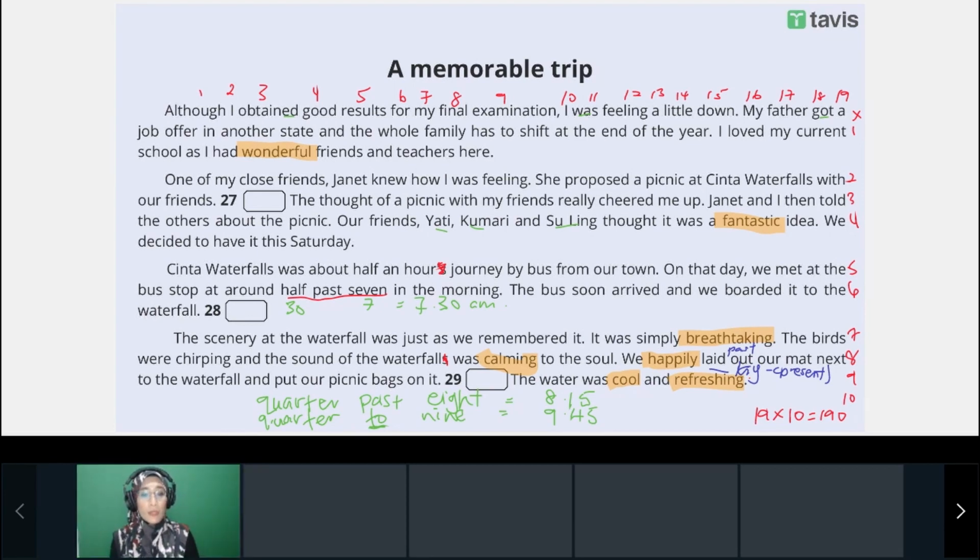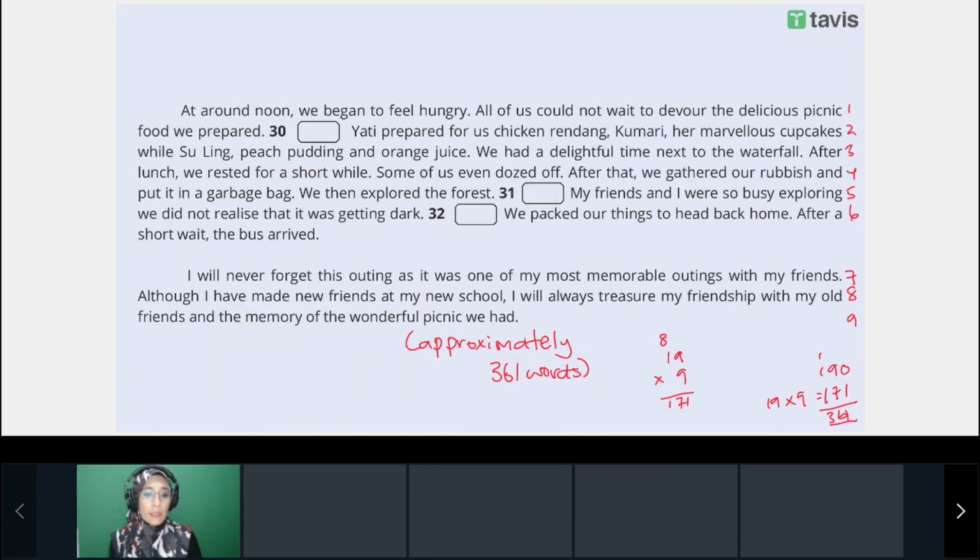All right. So now we know that they went to this waterfall. The scenery was really breathtaking. So moving on. At around noon, we began to feel hungry. All of us could not wait to devour. Okay, this is devour. Just another term for eat. Okay, another term for eat. So to devour the delicious picnic food we prepared.